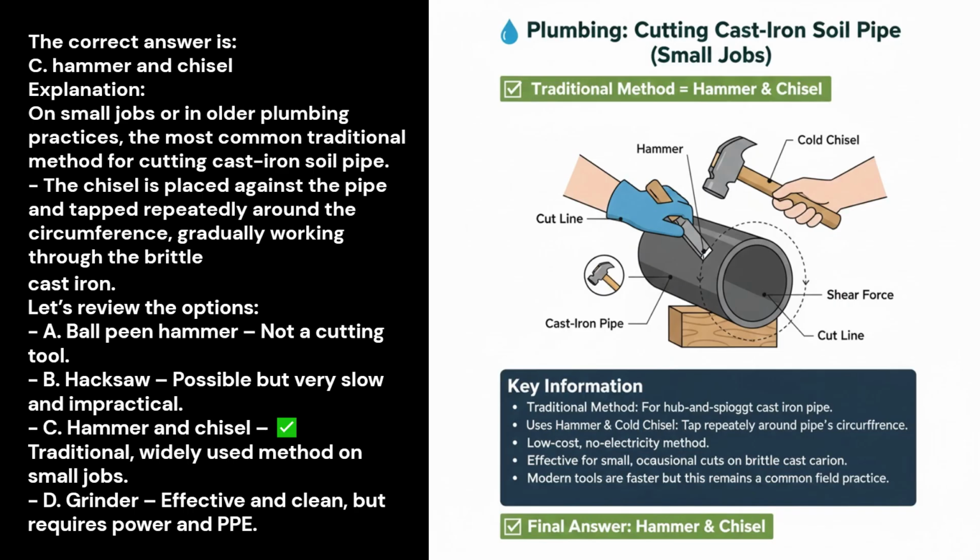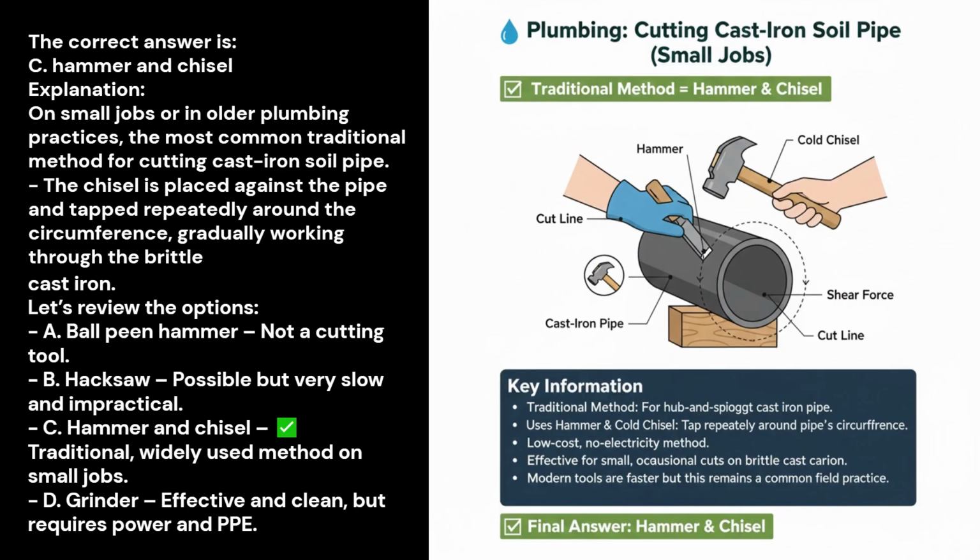Hammer and chisel. Explanation. On small jobs or in older plumbing practices, the most common traditional method for cutting cast iron soil pipe, especially hub and spigot, bell, cast iron used in DWV systems, is using a hammer and cold chisel. The chisel is placed against the pipe and tapped repeatedly around the circumference, gradually working through the brittle cast iron. This method is low cost, requires no electricity, and is effective for short, occasional cuts. While modern tools like snap cutters, grinders, or power saws are faster and cleaner, and preferred in larger or modern jobs, they are less common on very small or residential retrofit jobs due to cost or access.